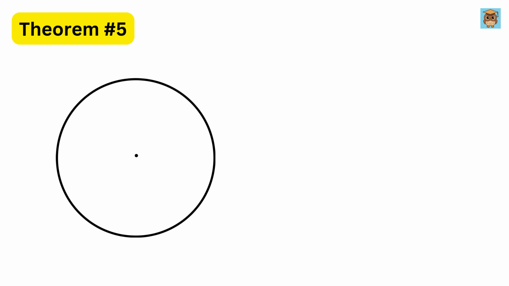Now, theorem 5. Theorem of tangent and radius. We have already mentioned that a tangent is a straight line that touches the circle at exactly 1 point without crossing it. The important property of a tangent is that it is always perpendicular to the radius at the point where it touches the circle.